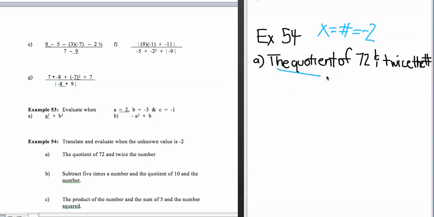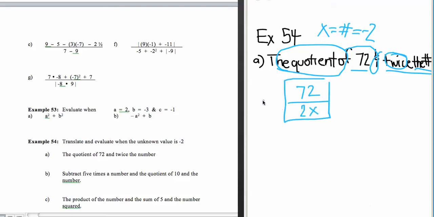So, the first one, we have the quotient of, so we need the "and" to go with that, and that is anding those two things. Quotient, remember, means a division problem. So 72 divided by, and then twice, remember, is an operator, the number. So 2 and x. So there's our translation problem.